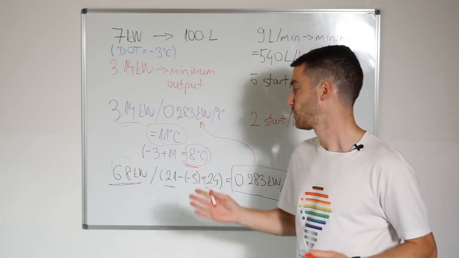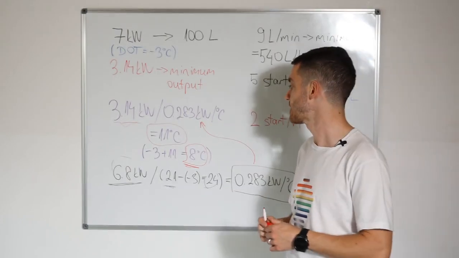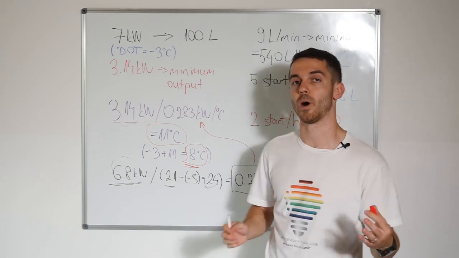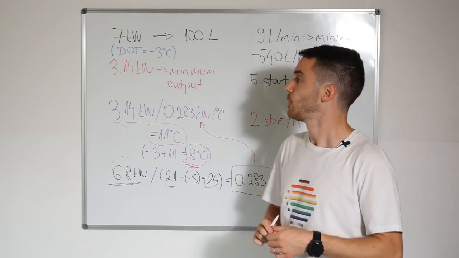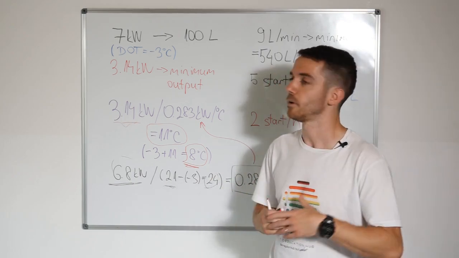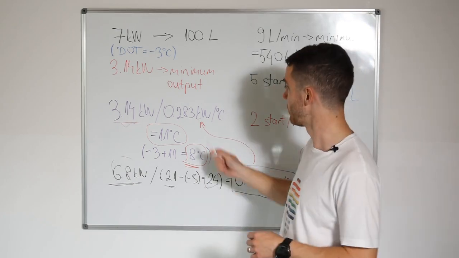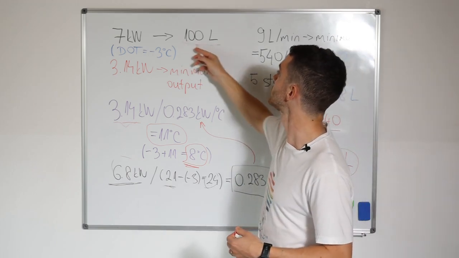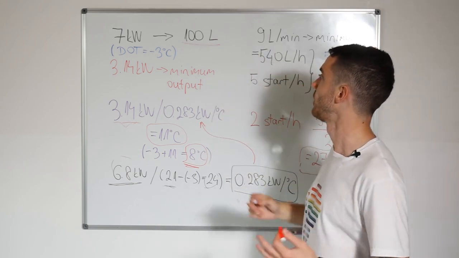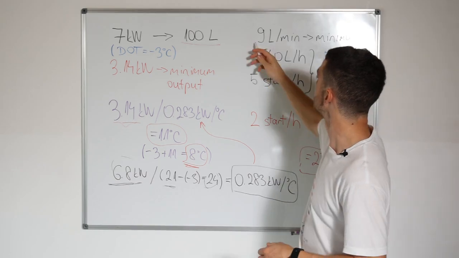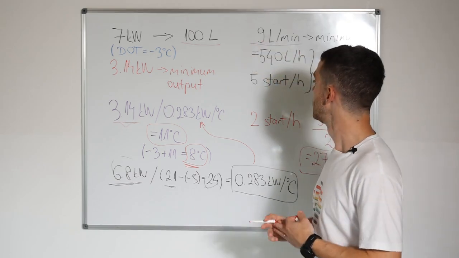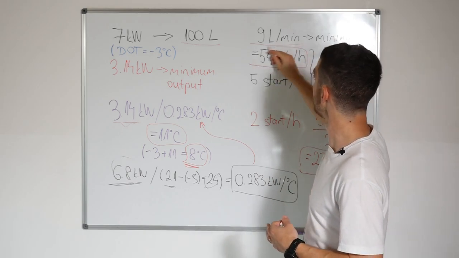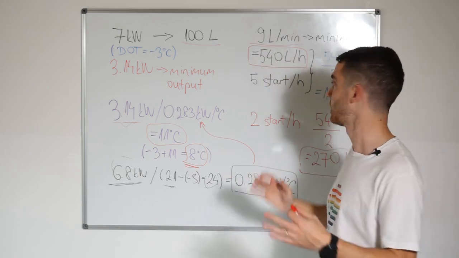This is quite good, but there are also differences. Someone wants to have full modulation, the whole range. It's much harder to have that at low outdoor temperature, and you can help yourself with system volume. So we have minimum and maximum output, and we have system volume. Here we have 100 liters. For example, a 7 kilowatt unit has, let's say, 9 liters per minute minimum flow rate. It means 540 liters per hour.